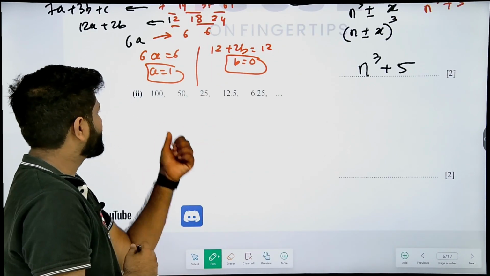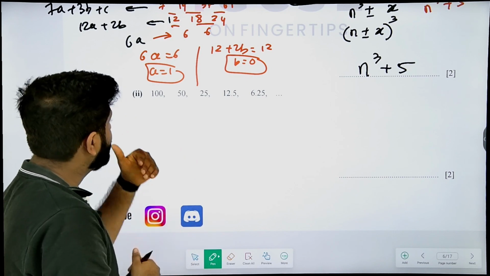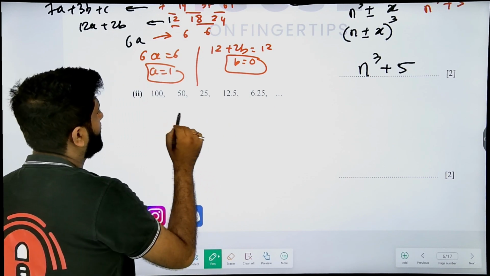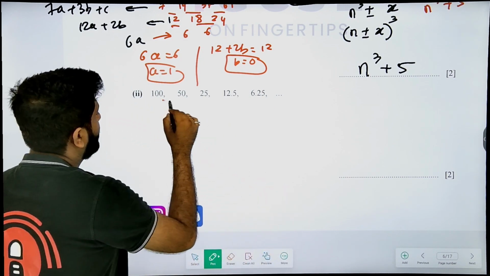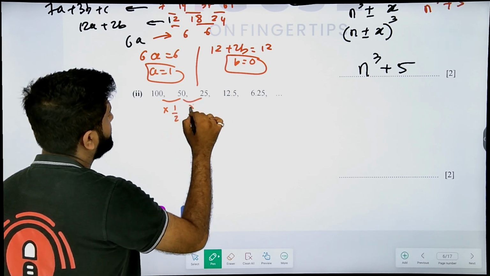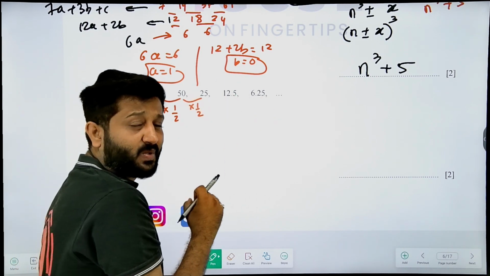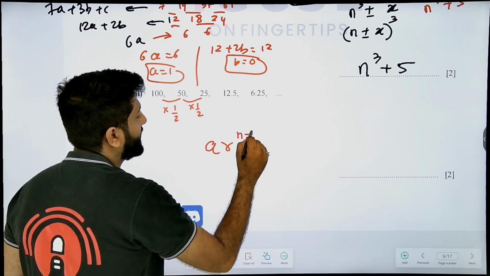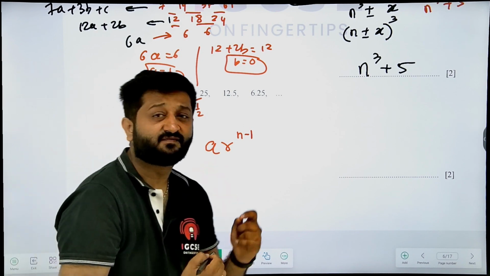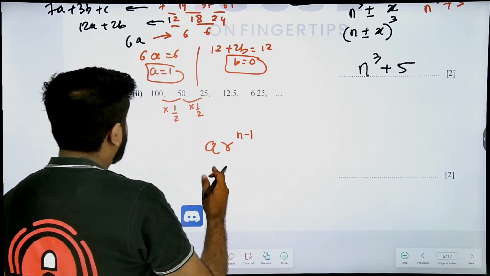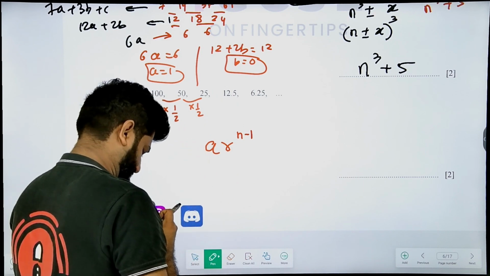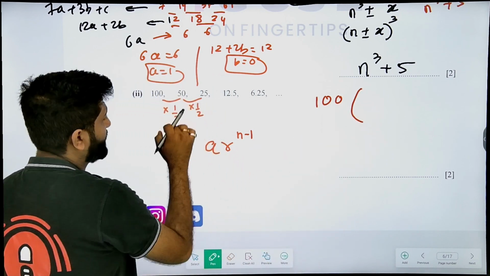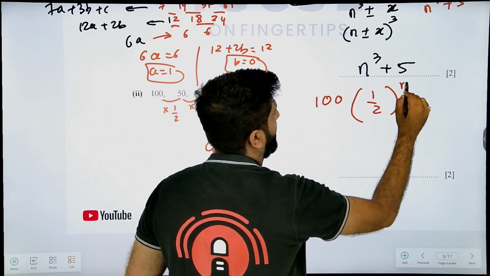The next question says the first term is 100, the next term is 50, then 25, then 12.5, then 6.25 and so on. I think this is a geometric sequence, right? This is getting multiplied by half, and this is also getting multiplied by half, and so on. So what is the general formula for a geometric sequence? The general formula of a geometric sequence is a r to the power n minus 1, where a is the first term and r is the ratio. Guys, what is my first term? The first term is 100, and what is the ratio? The ratio is half, to the power n minus 1.